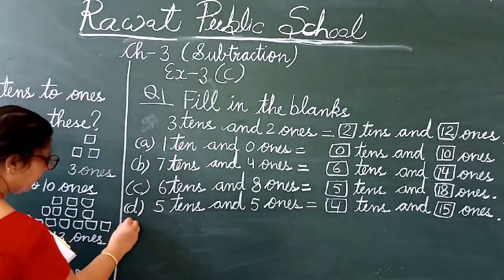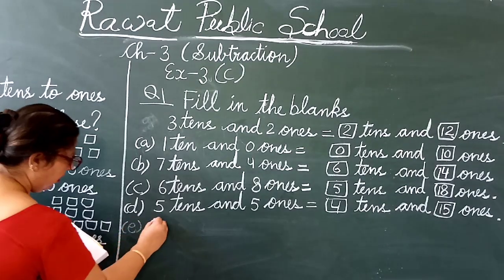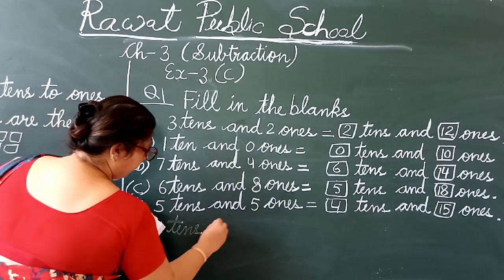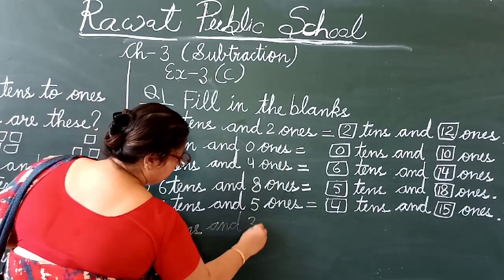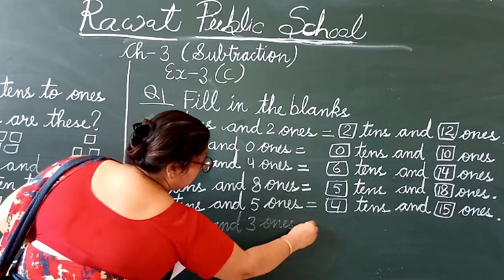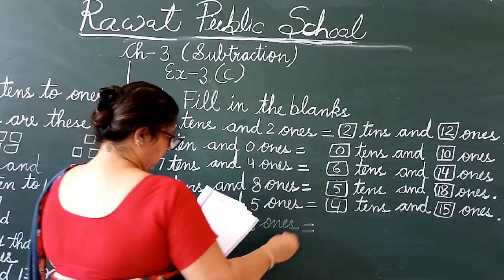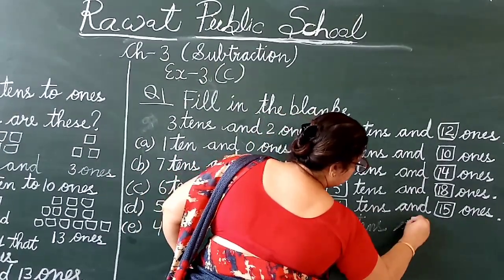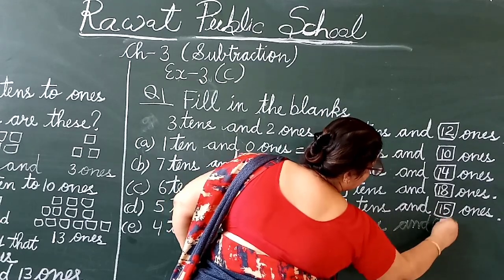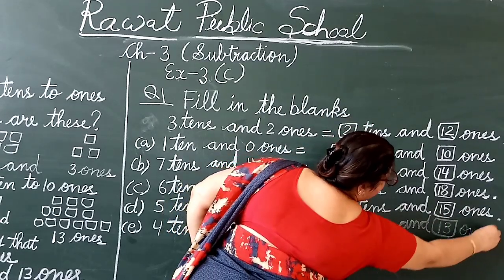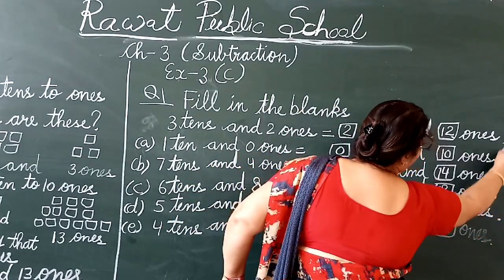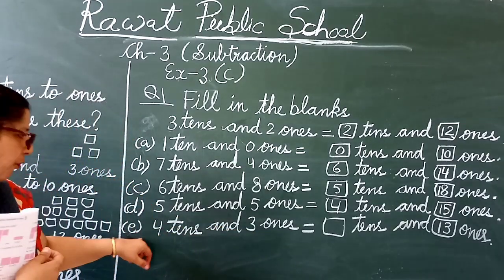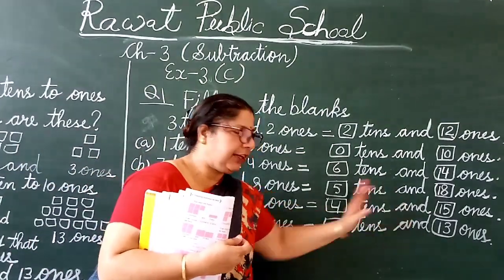E. 4 tens and 3 ones is equal to dash tens and 13 ones. Now here it is 4 tens and 3 ones. So 4 tens and 3 ones is equal to dash tens and 13 ones.